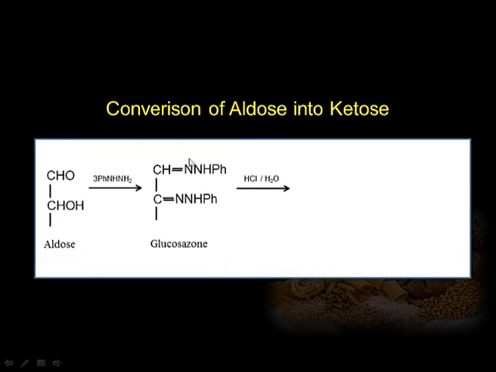This cleavage will occur at C double bond N at both the places, and we will get correspondingly C double bond O at both the places. This will be a ketocarbonyl type, this will be aldehydic carbonyl, and such structures are called osones.